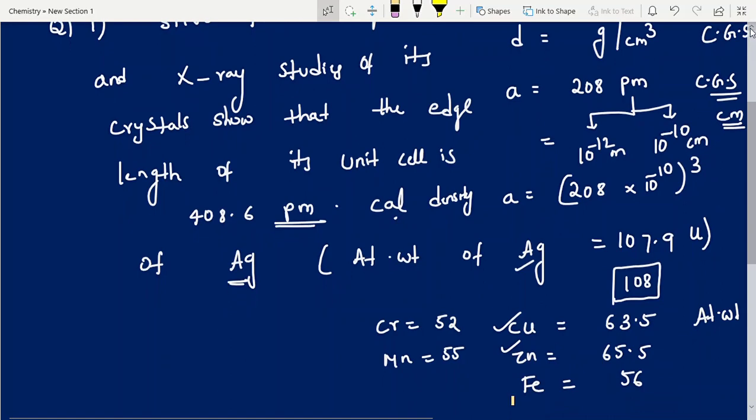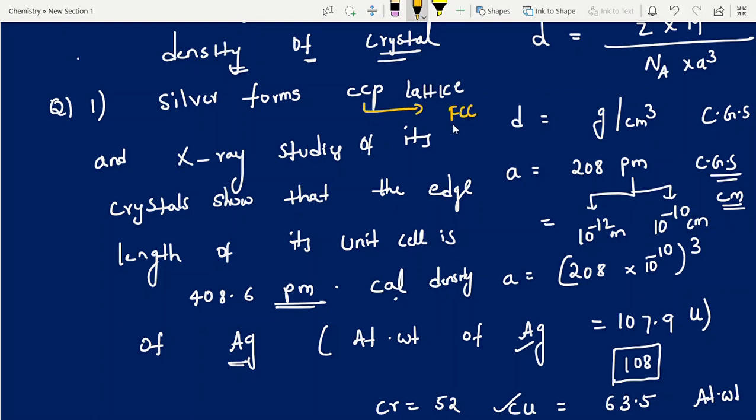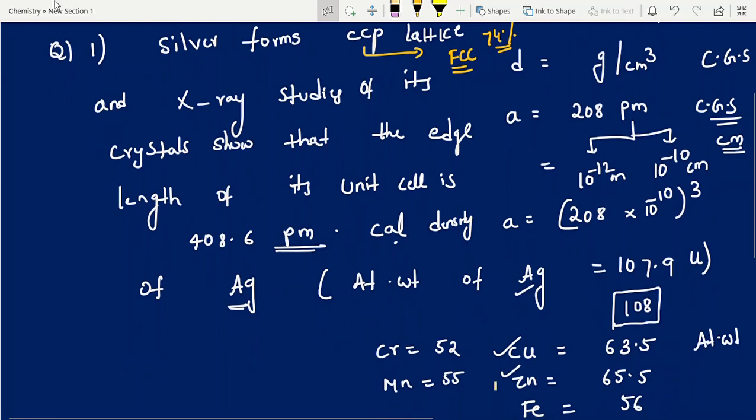See, first, what is the given information? Silver forms CCP lattice. CCP lattice is also called FCC lattice. Why? Because out of all three crystals, FCC, BCC and simple unit cell, FCC is close packing, 74% packed. That's the reason we consider FCC and CCP the same thing. So here, CCP lattice means what is Z, students? Already we discussed in the previous video, right? So Z equals 4.